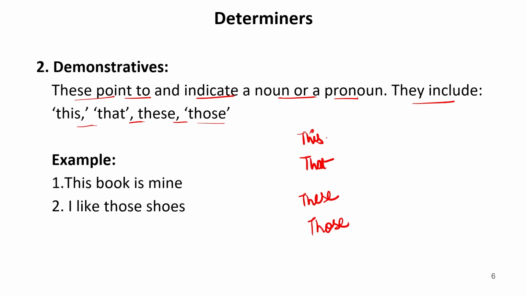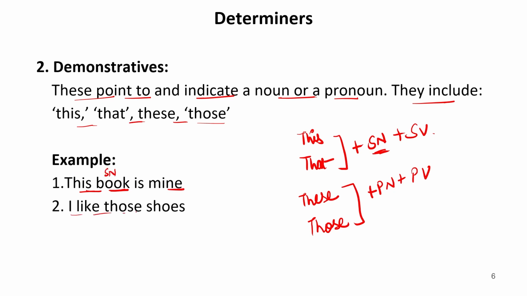Now, this and that are used for singular nouns only. It means after these we can only have a singular noun, and because we have only a singular noun, we'll use a singular verb with these. But these and those are plural words, so they will be followed by a plural noun as well as the plural form of the verb. For example, this book is mine. You can see that this is singular and book is a singular noun. I like those shoes. Shoes is a plural noun and I'm using those, which is also plural.